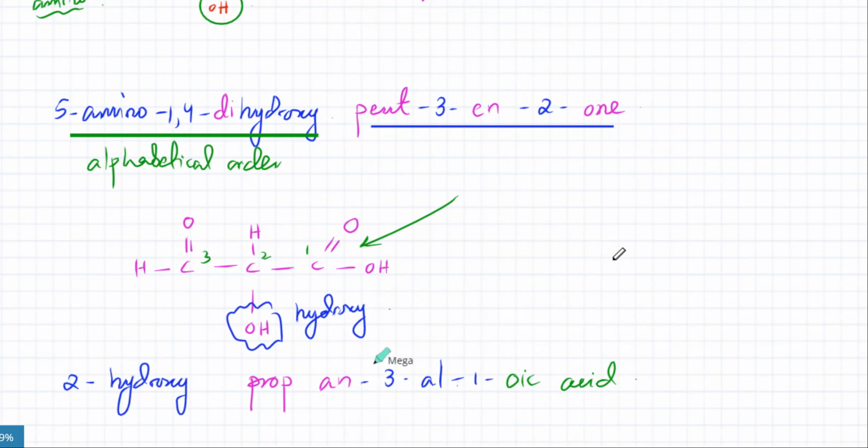And it's going to have 2 suffixes. It's going to have "oic acid" as well as "al", since it's an aldehyde as well. Is this clear? Yes. Yes, sir.